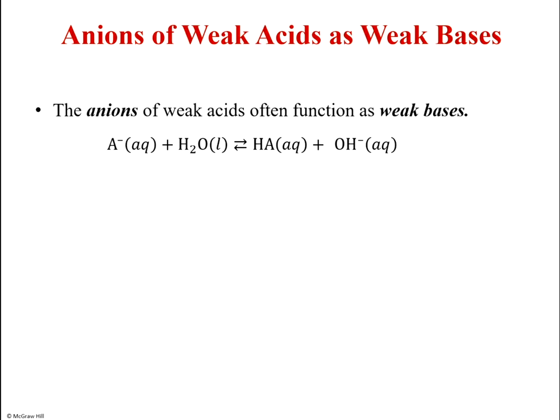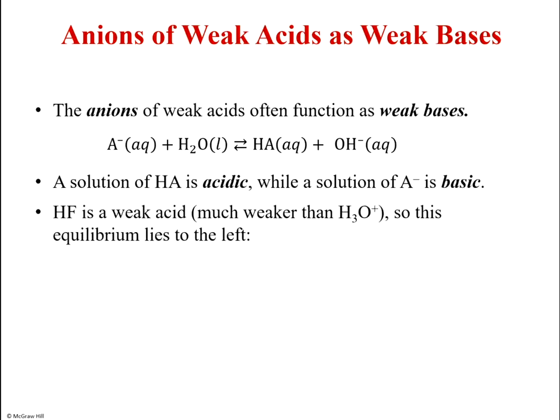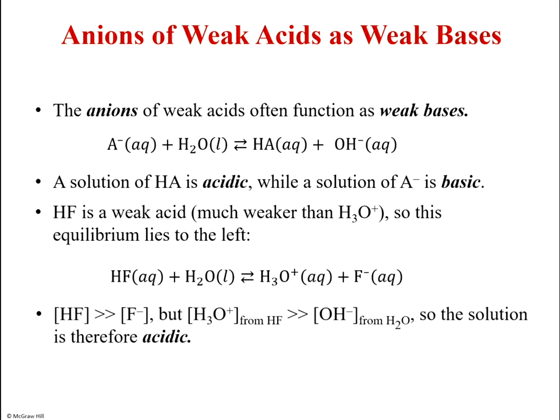So the anions of weak acids often function as weak bases. So if you have a weak acid that loses a proton, there's an anion left over. But if the anion is somehow introduced into water, it can pull off a proton to release hydroxide. The solution of HA is acidic, while the solution of A- is basic. Hydrogen fluoride, for example, is a weak acid, much weaker than hydronium. So the equilibrium lies to the left here.